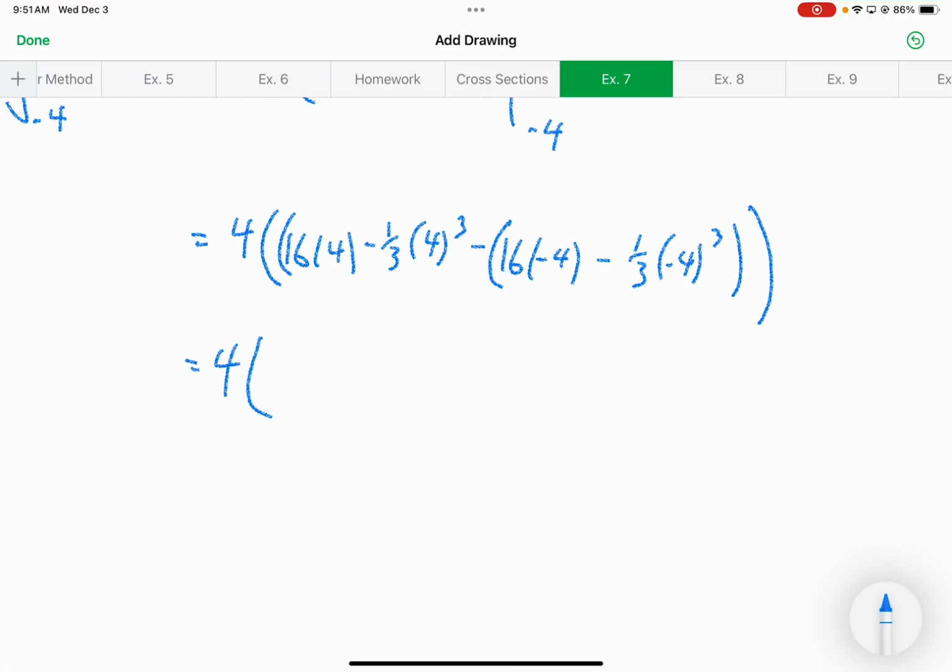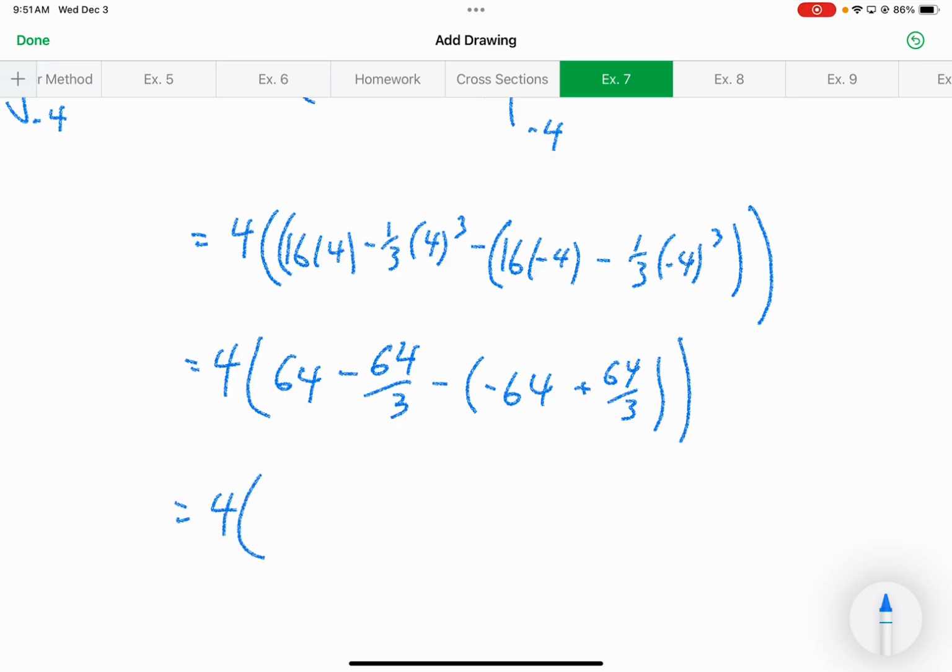Okay. All right, so then we do 4. 16 times 4 is 64. Minus 4 cubed, which is 64 over 3. And then minus negative 64 plus 64 over 3. All right, so 64 minus negative 64 would be 128. Minus negative 128 over 3, or just 128 over 3. I think that's right.